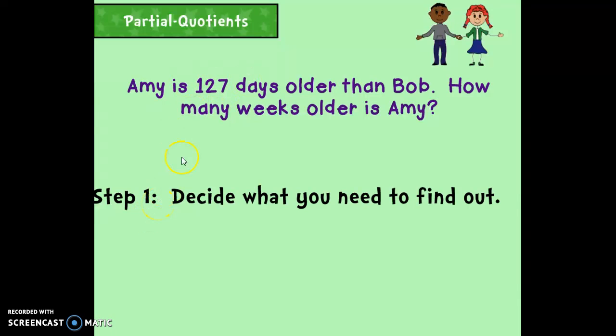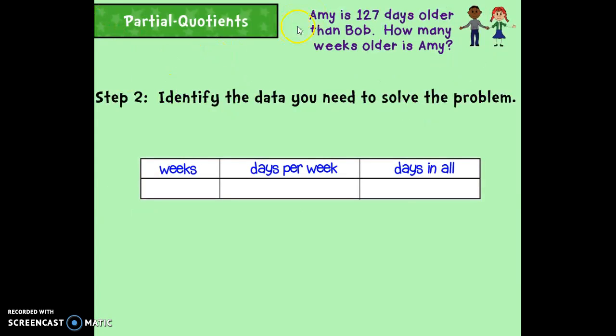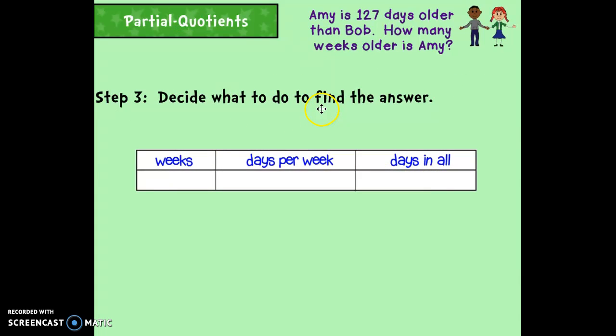So first we need to decide what we need to find out. I can see that Amy was 127 days older. So here's our days in all. And I want to change that into weeks. So I need to know how many weeks, that's what I'm trying to solve, how many days per week, and how many days in all. In this question, I know that there are 7 days in a week. I also know that she is 127 days older, so I'm trying to find weeks. I know that something, we'll call it x, times 7 equals 127.